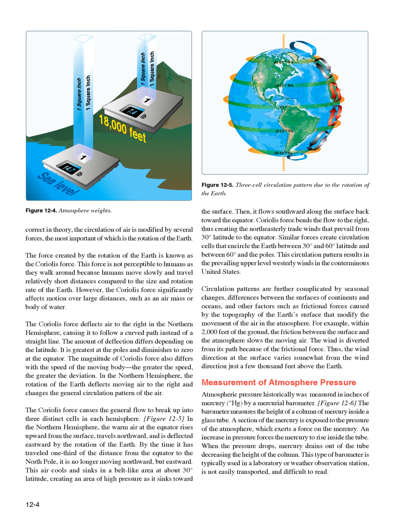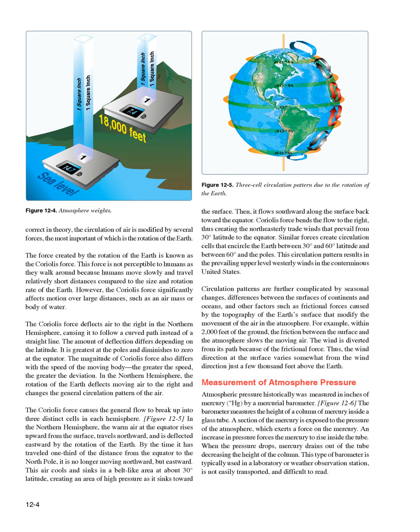In the northern hemisphere, the rotation of the Earth deflects moving air to the right and changes the general circulation pattern of the air. The Coriolis force causes the general flow to break up into 3 distinct cells in each hemisphere. Figure 12.5, in the northern hemisphere, the warm air at the equator rises upward from the surface, travels northward, and is deflected eastward by the rotation of the Earth. By the time it has traveled 1/3 of the distance from the equator to the North Pole, it is no longer moving northward, but eastward.